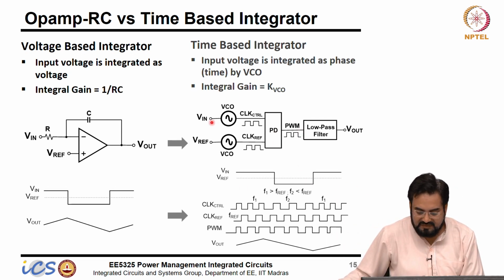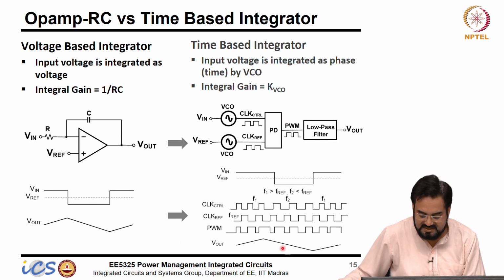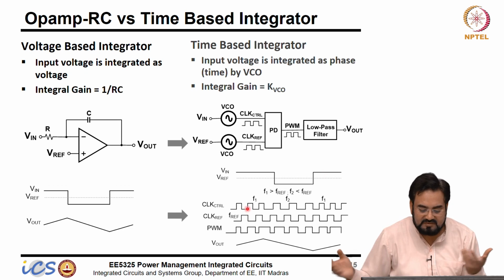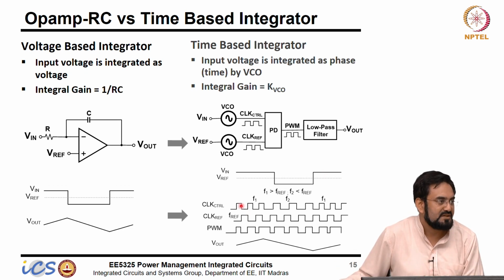So if I put, let's say, a box around this, input and output, and let's say this filter is good enough to filter all the ripple, you can hardly differentiate between these two. So both functionality will be exactly the same.